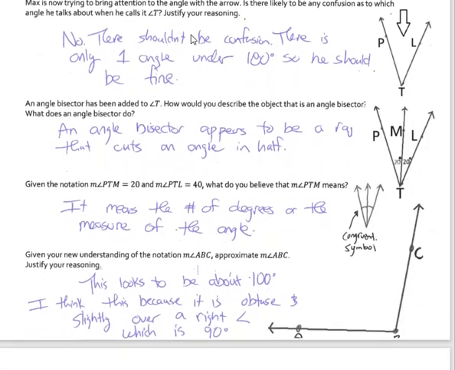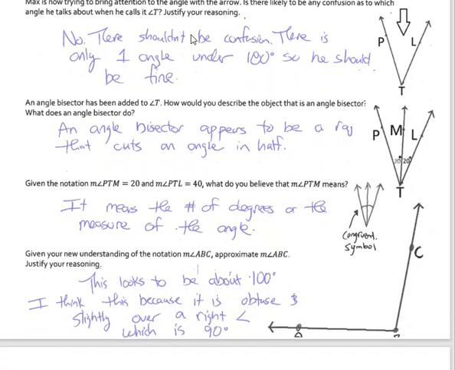The next one is an angle bisector has been added to angle T. How would you describe what the object is that's an angle bisector and what it does? So it appears to be a ray, and that ray appears to be cutting the angle in half. And that's what an angle bisector is. Bisect means cut in half. So you can have segment bisectors, but you can also have angle bisectors.